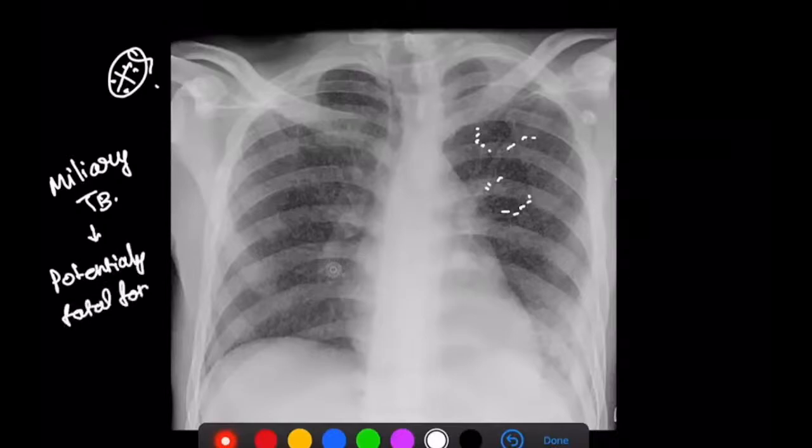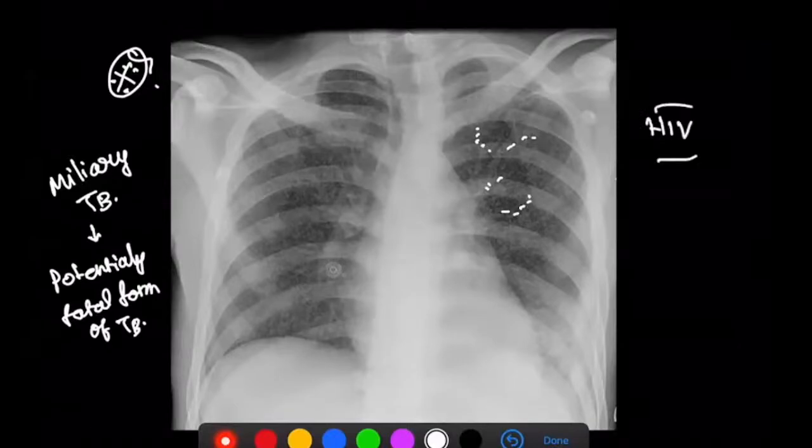of TB from Mycobacterium tuberculosis bacilli. Miliary TB usually happens in someone suffering from HIV, human immunodeficiency virus infection, or with widespread usage of immunosuppressive drugs. Miliary TB can be due to primary infection or secondary reactivation of the TB bacilli. So this is the miliary TB image. Please memorize this image, very important; store it in your visual memory.